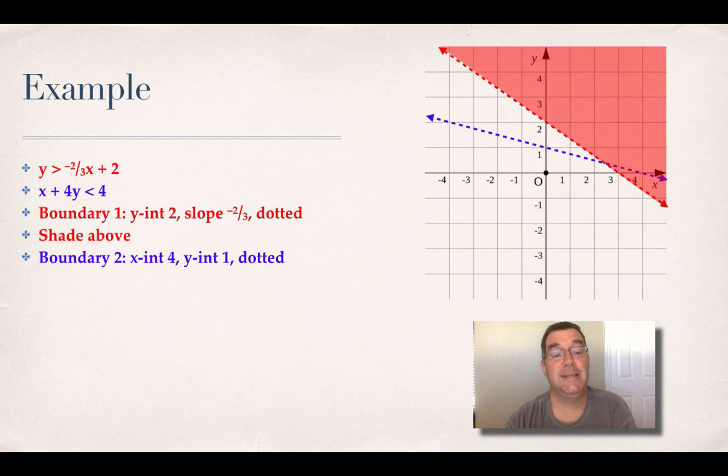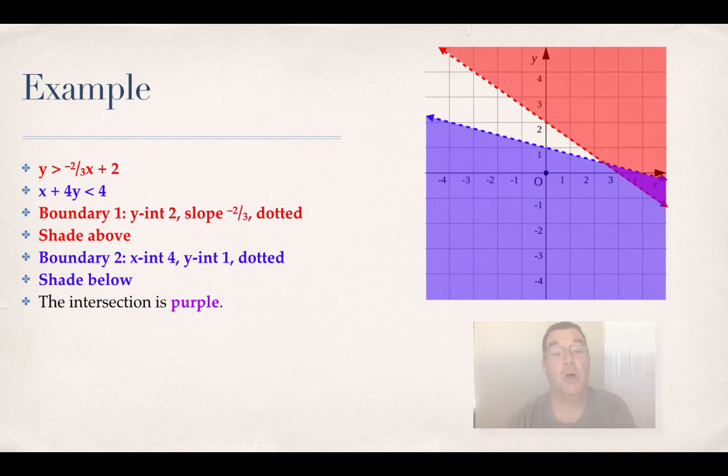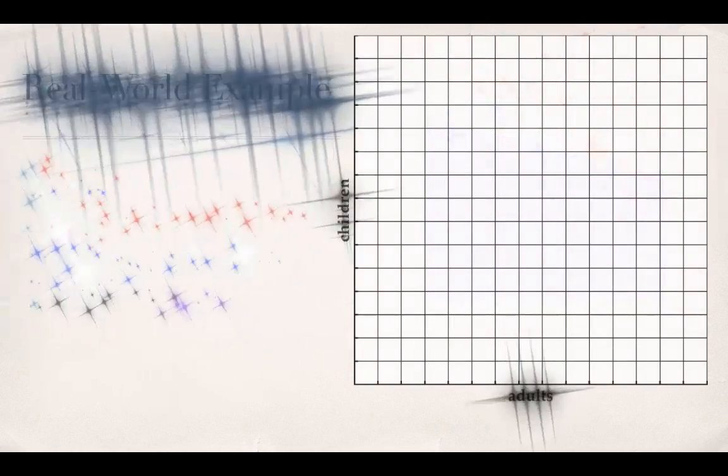For boundary 2, it's in standard form, so I find the x-intercept, that's 4. I find the y-intercept, that's 1. It's also dotted because it is a less than, not less than or equal to. And I'm going to shade below. I'm going to assume I already found test points above and below, and the one below is the one that worked. So I've shaded both. And so you can see the purple area there. That's the part that has all the solutions to both inequalities.